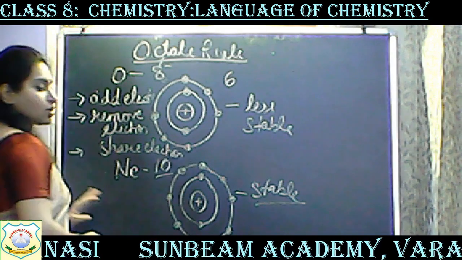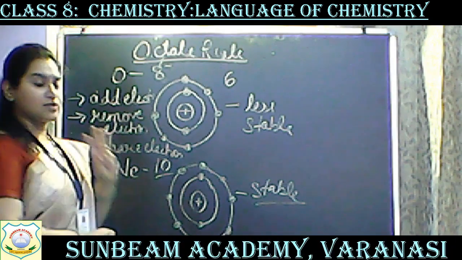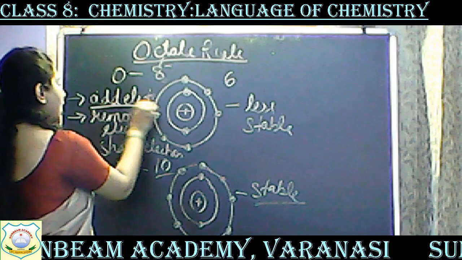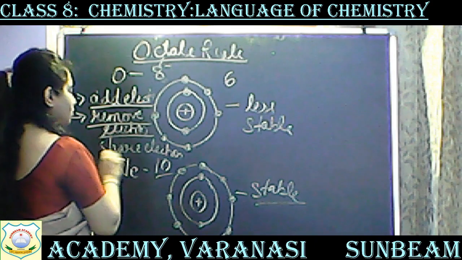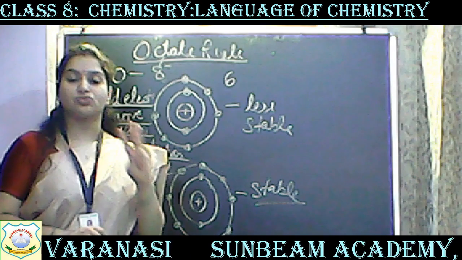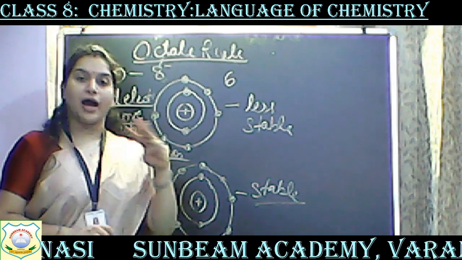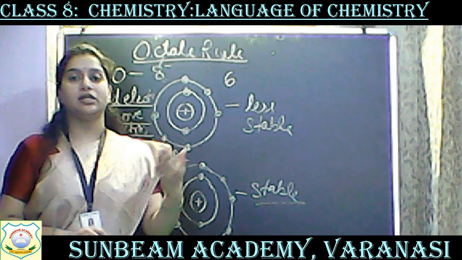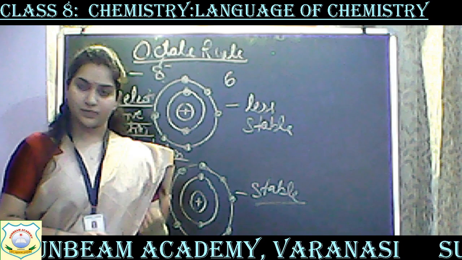Alright. So there are 3 possibilities. First, we can add electrons. Second, we can remove electrons, or we can share electrons. So these are the 3 possibilities by which we can make any element stable. ठीक है, ये समझ में आया?